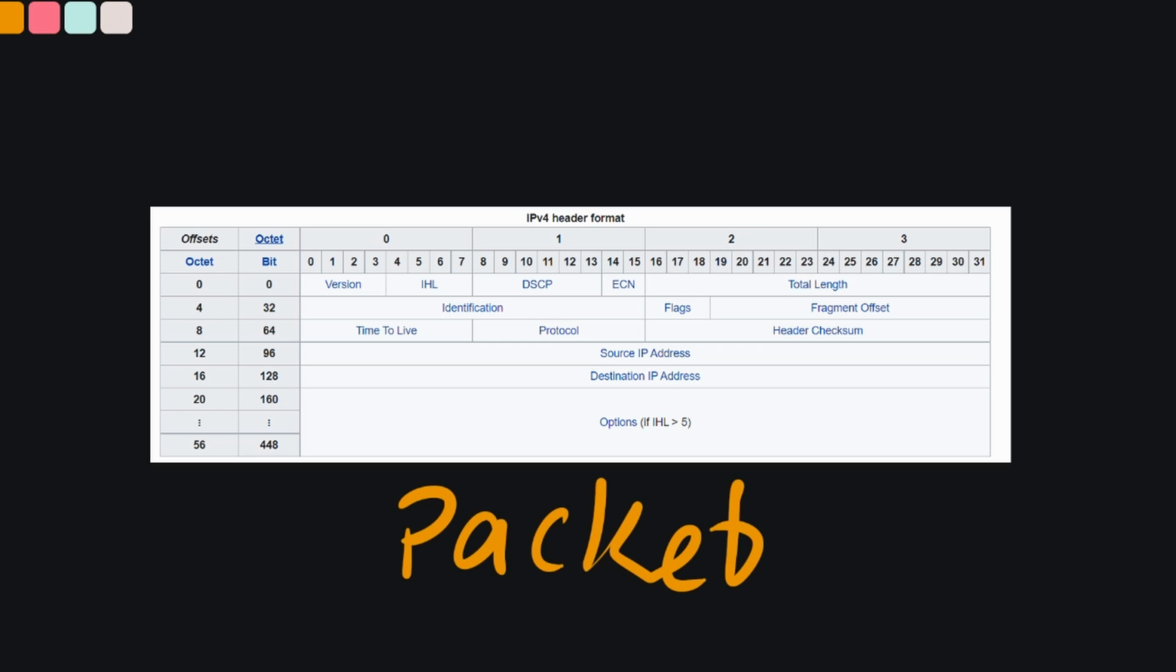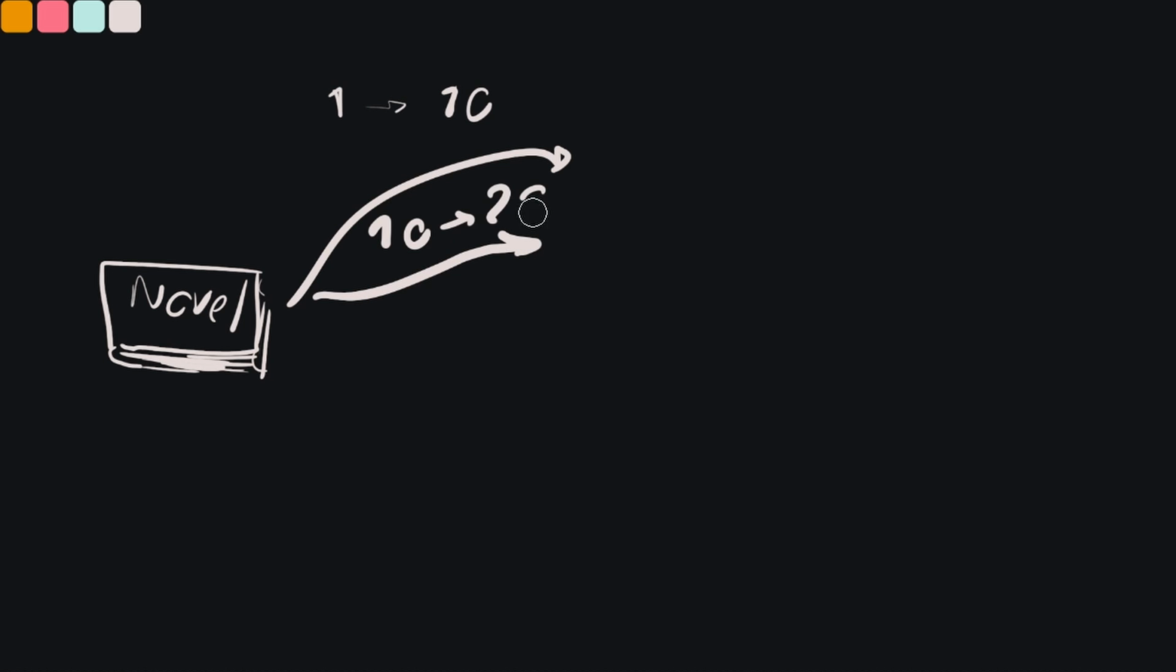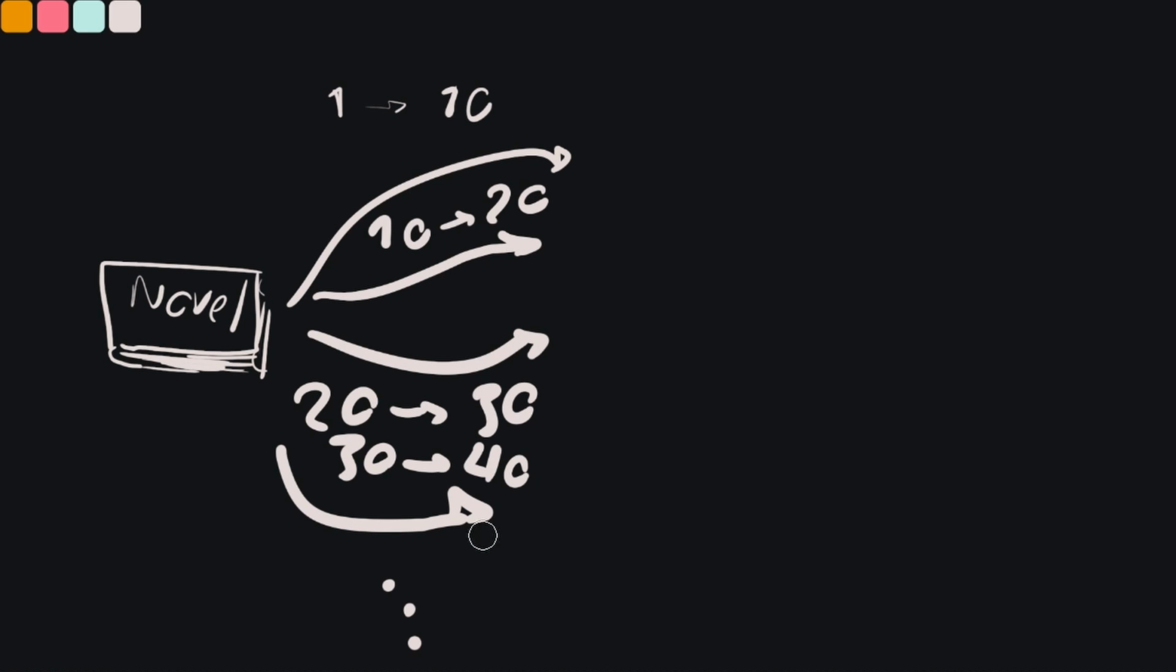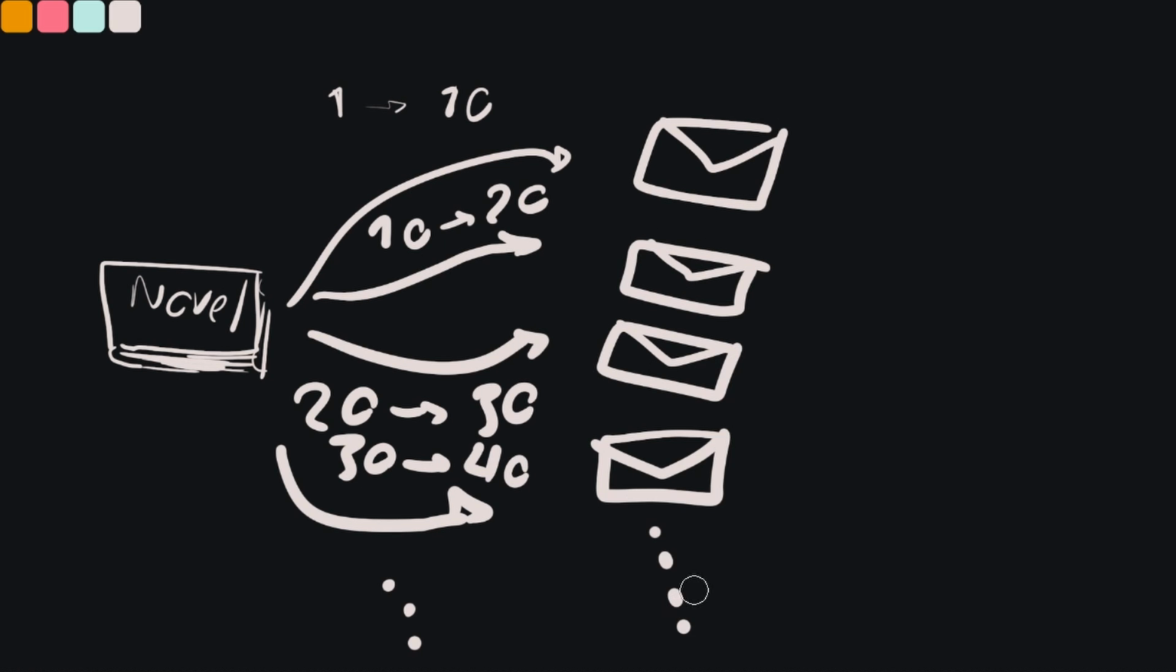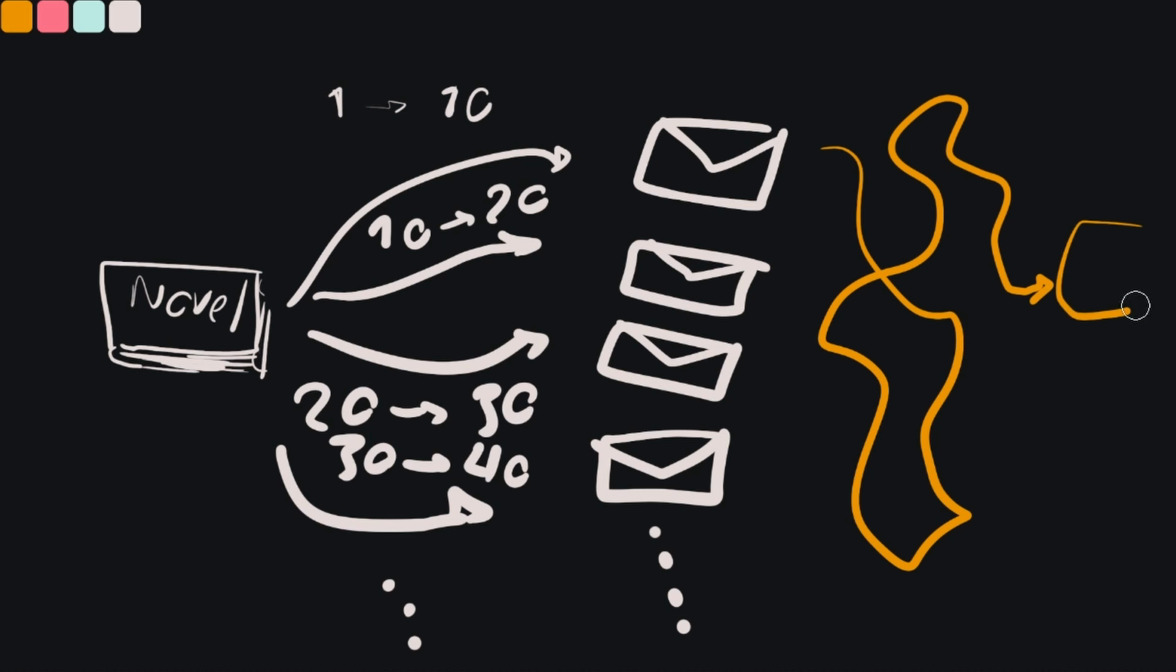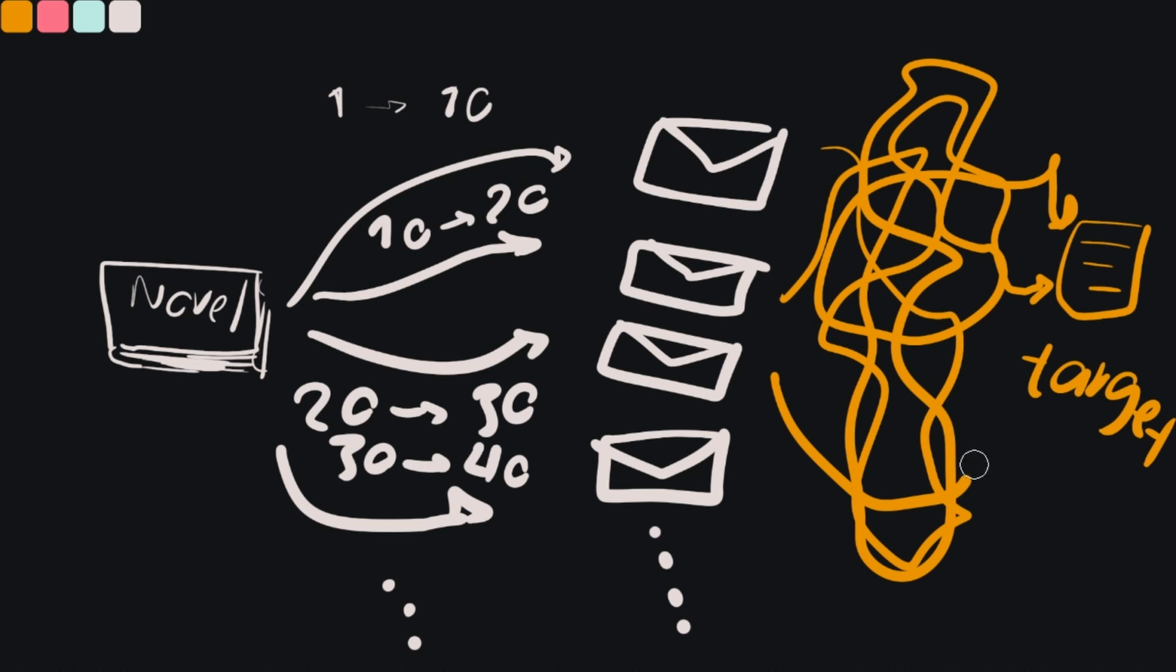If you wrote a novel that will not fit inside an envelope, you should divide it into multiple envelopes, then put a number on each so they can be put back together at the destination. In networking, this is called IP packet fragmentation, which we will get into later.